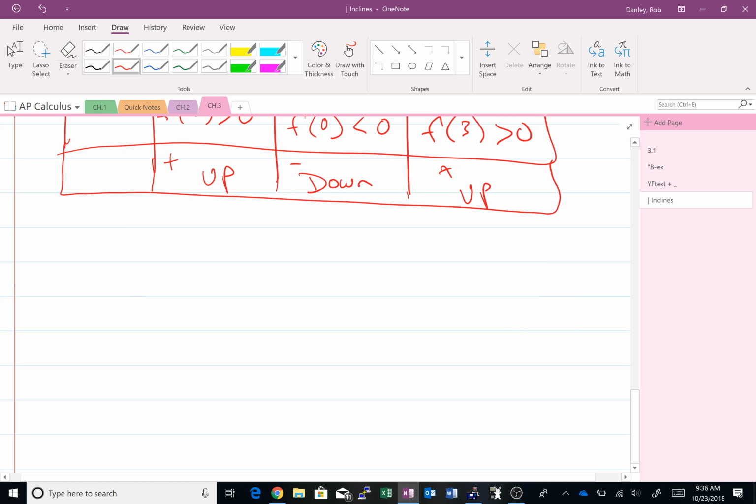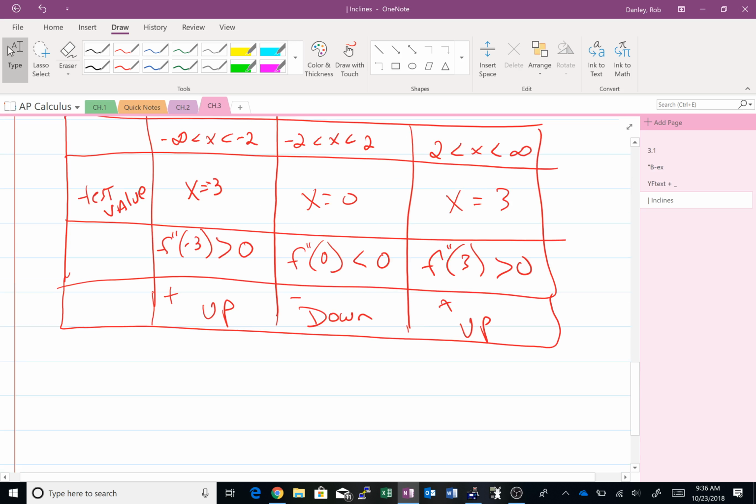So for the test, I'm going to ask it like 4 or 5 different ways. I'm going right now through all the ways I'm going to ask it. First thing is I'm going to give you no function, no picture. Just going to give you a chart of intervals and some test values and tell you the result of the test values. You have to fill in these squares. You're going to tell, and so you can interpret that this one is positive, so it's up. It's negative, so it's down, and so forth. That's one way I'm asking you.